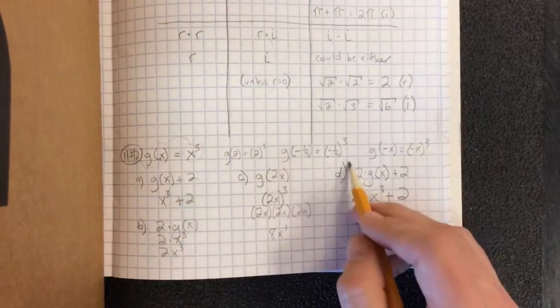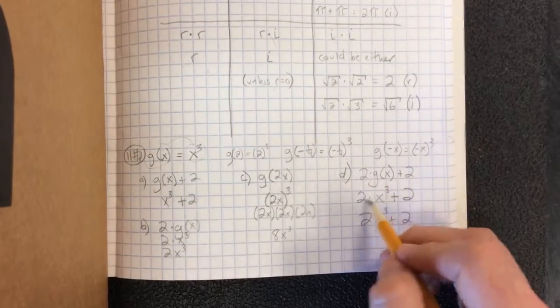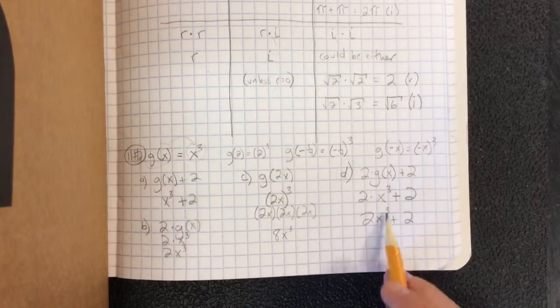Now, I'm going to go over to D. I'll come back to C in a minute. 2 times g of x plus 2. Well, that's 2 times x cubed plus 2, or 2x cubed plus 2.